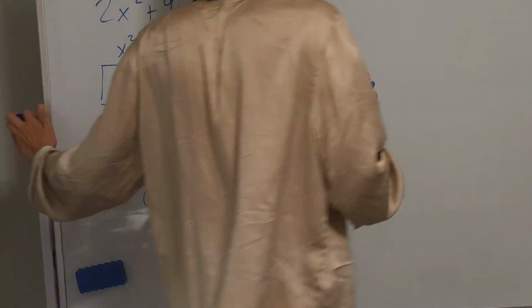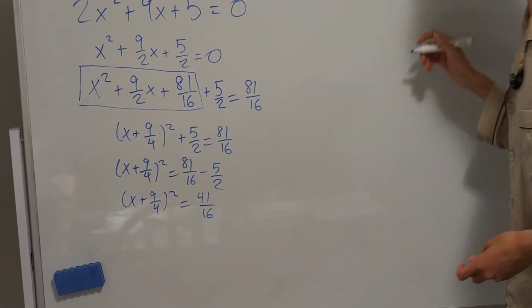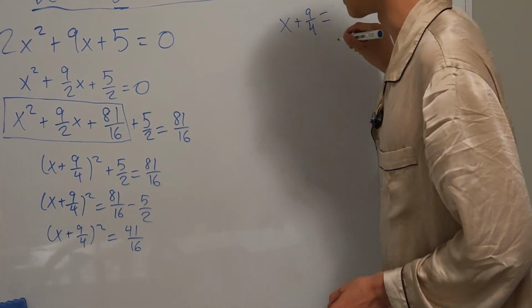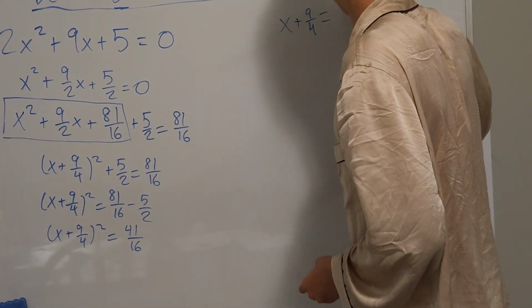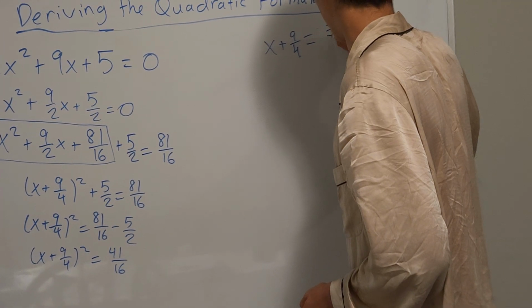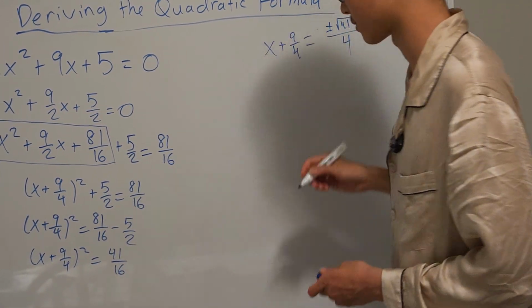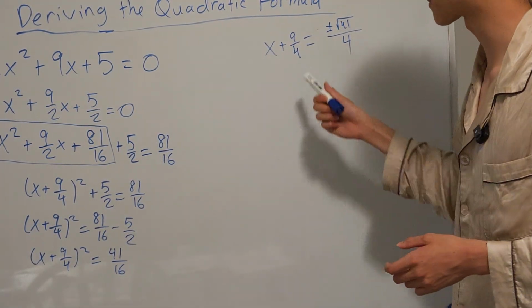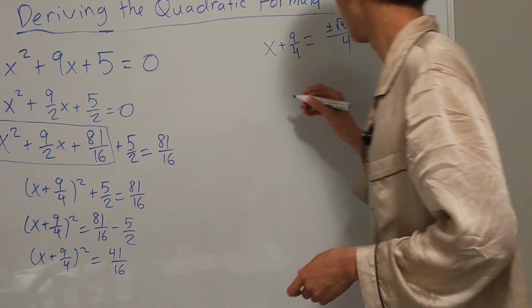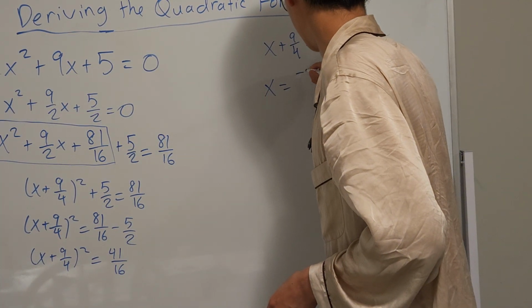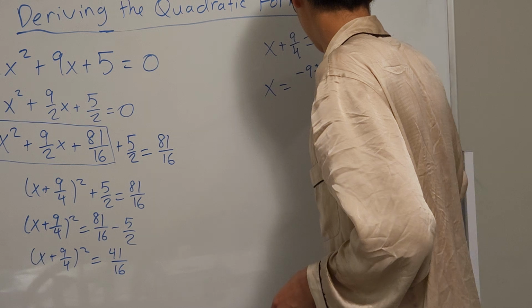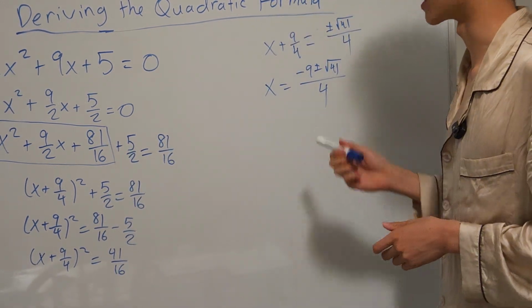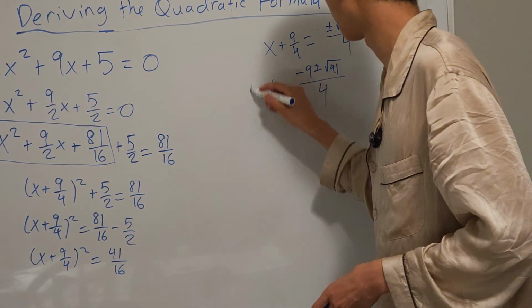Okay, so now we will be taking the square root of both sides of the equation, and we get x plus 9 over 4 equals plus minus the square root of 41 over 4. And then as our last step, we will subtract 9 over 4 from both sides of the equation, and we get x equals negative 9 plus minus the square root of 41, over 4. This should be our final answer right here.